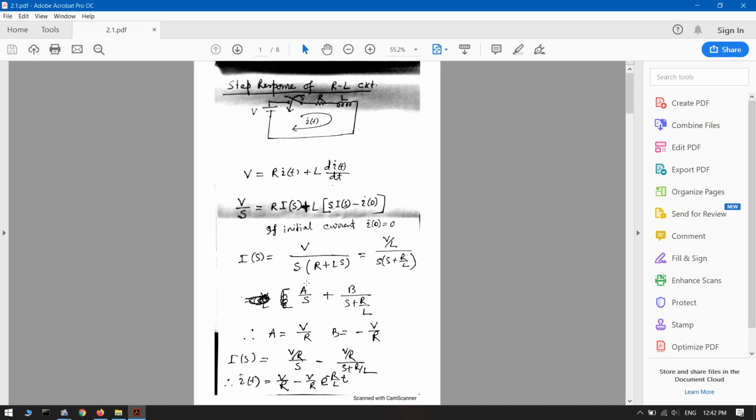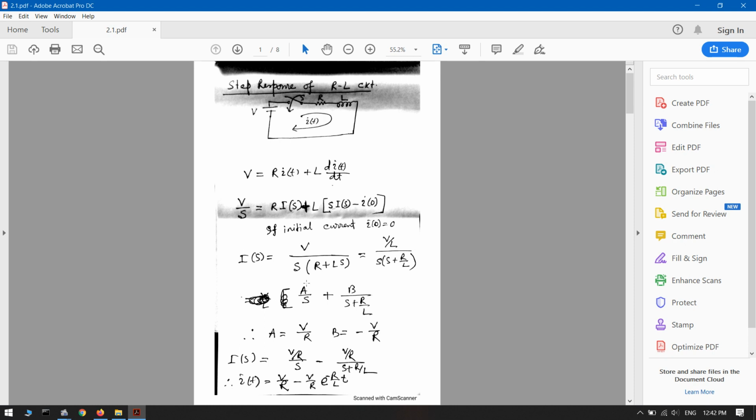So, step response of RL circuit, RC circuit. Okay. Next, I have given step response of RLC circuit. In RLC circuit, same method, but since it is having three components, the expression of the current will again be a second degree equation, but it is a little bit complicated, but you can easily solve it.